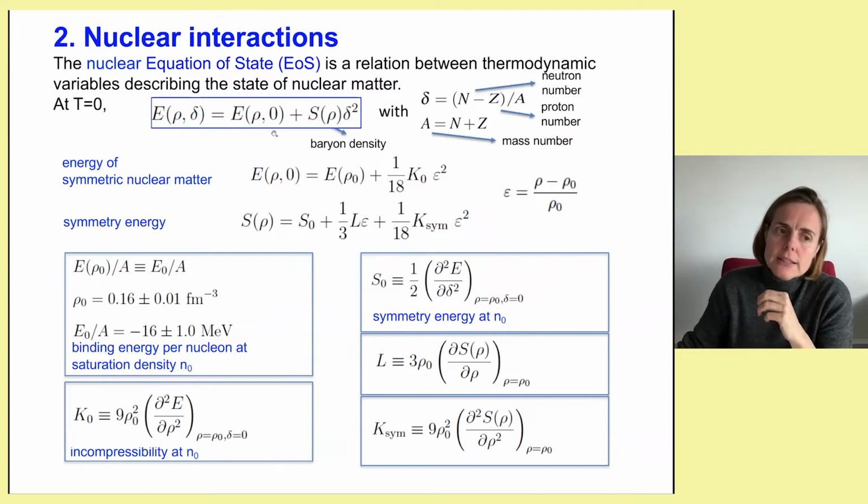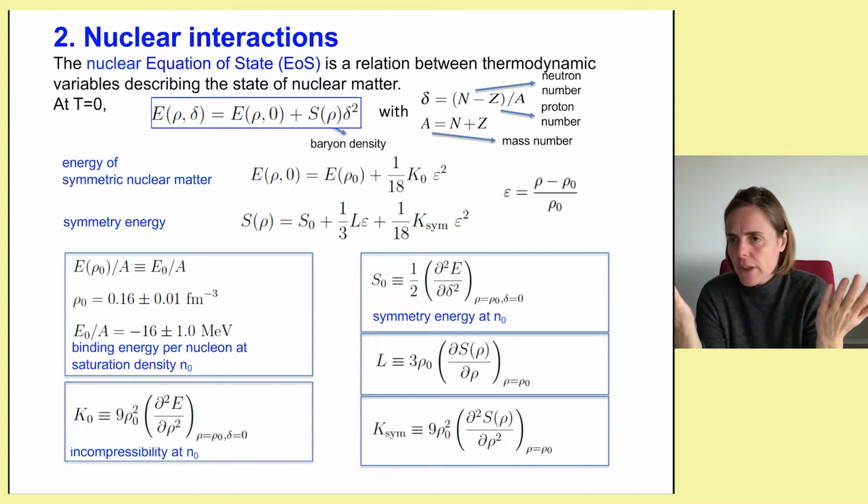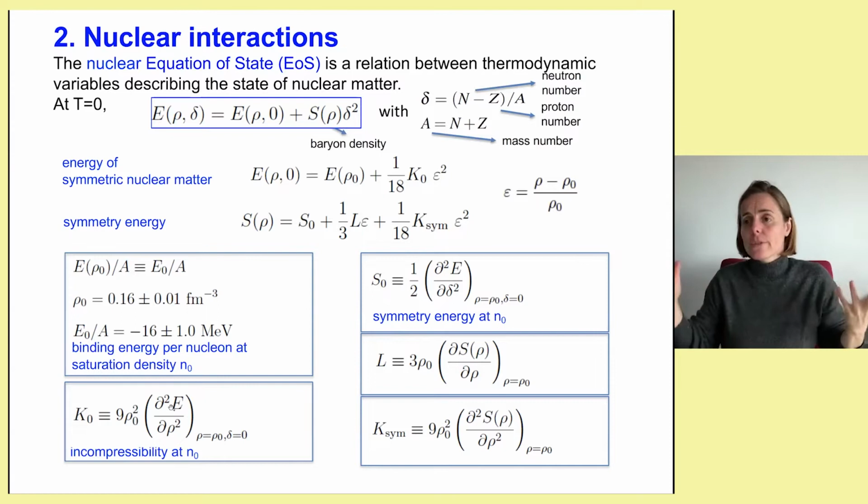This symmetric part is what is called the equation of state for symmetric nuclear matter, which means with the same number of neutrons and protons. This is a hypothetical system. You can also do an expansion for low densities, and then you find this second term, which is the second derivative, related to what is called the compressibility. This is the curvature of the equation of state.